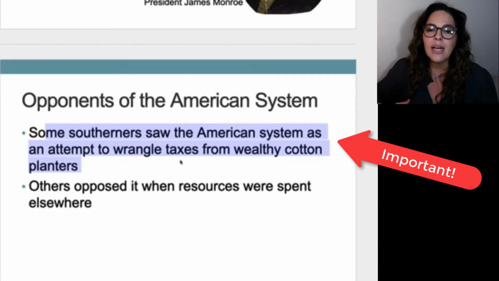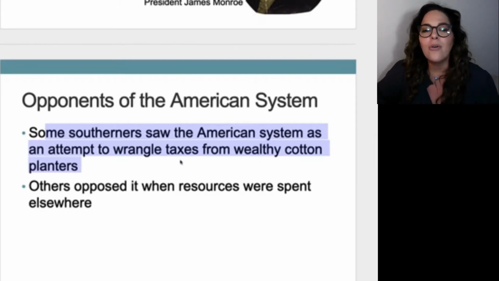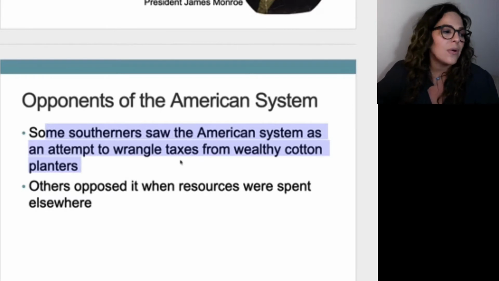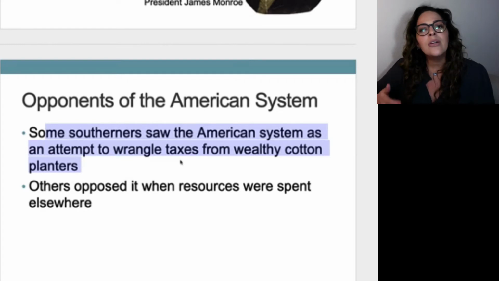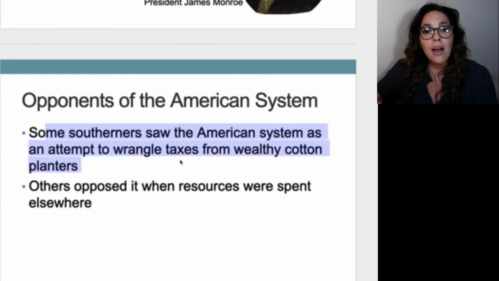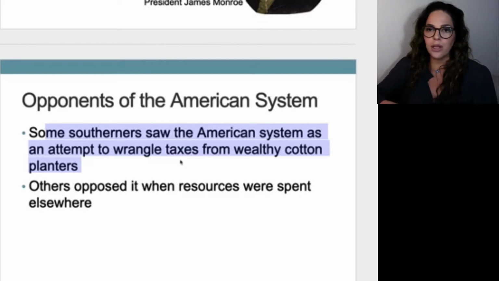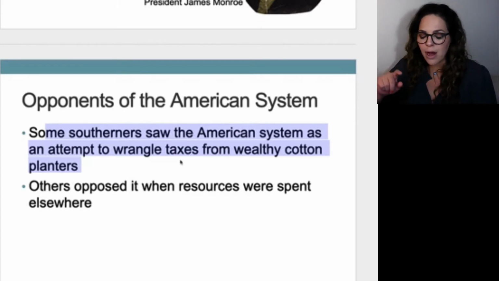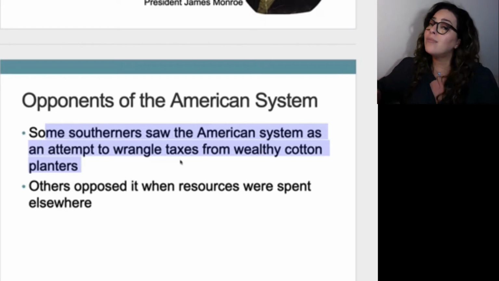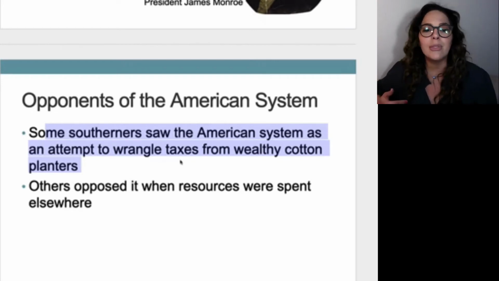Because as you can imagine, Southerners are going to focus on what? Agriculture. They're going to focus on cotton, tobacco, indigo, rice. And they're not really going to develop their economy in any other way. It's mostly just agriculture. So what about clothing? What about furniture? What about everyday household items? Well, they have to import them. They have to get them from somewhere else.